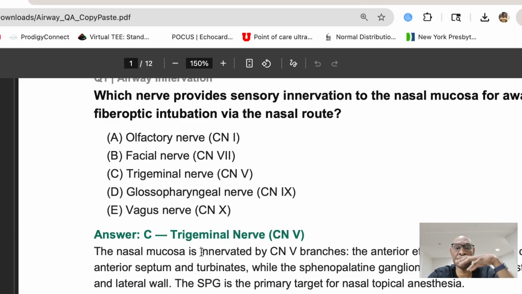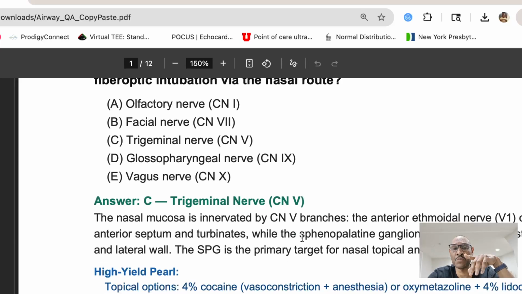So the SPG is the primary target anytime you do nasal topical anesthesia. If any of you have been in nasal surgeries, you may see them use either oxymetazoline or topical cocaine, pledgeted into the nasal cavity. You're really trying to target the sphenopalatine ganglion. Okay, important things to know.